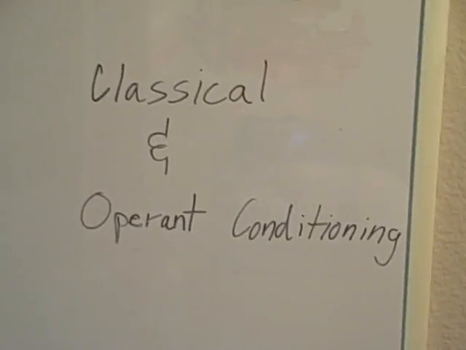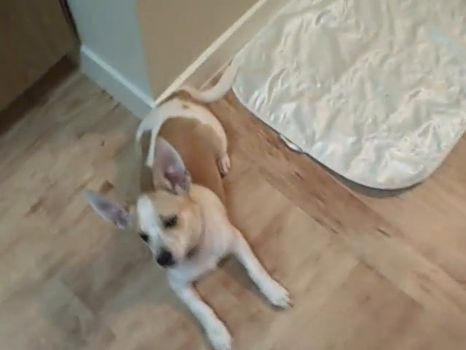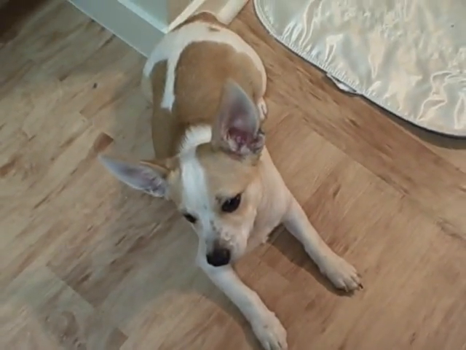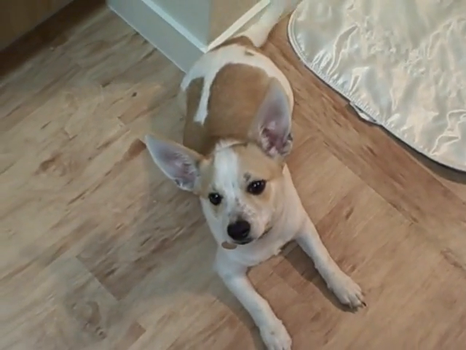Hello, my name is Miguel and I will be demonstrating how classical and operant conditioning works. Now, for this experiment we'll be using this little guy right here. This is Rocky. He's a 4.5-month-old Chihuahua mix. I don't know what else he's mixed with, but that's not important.